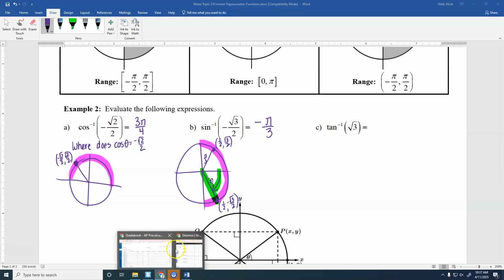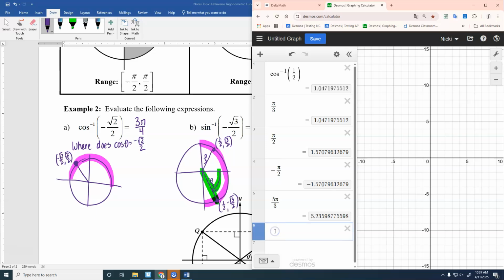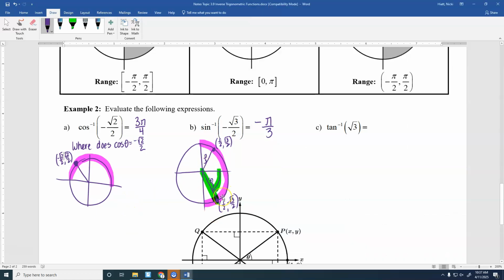I'll go back over here to Desmos. Negative pi over 3 is like negative 1.047. So it is between negative 1.57 and positive 1.57. There. So basically, anytime your answer ends up being in the fourth quadrant for a problem like this, you're going to need to use negative angles instead of using those values we know from the unit circle.